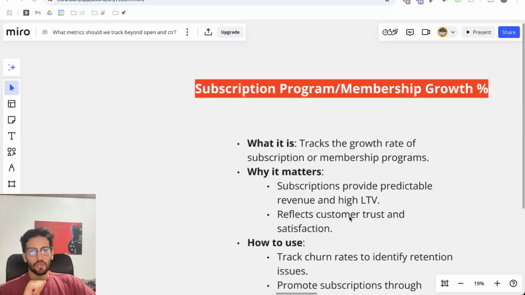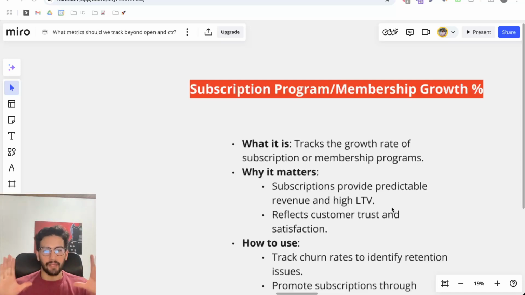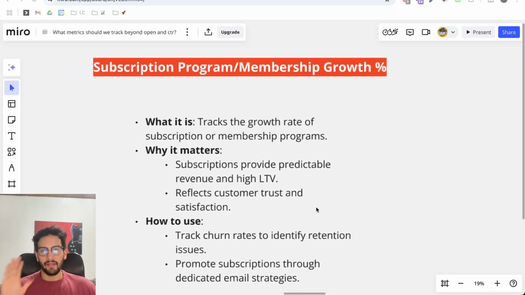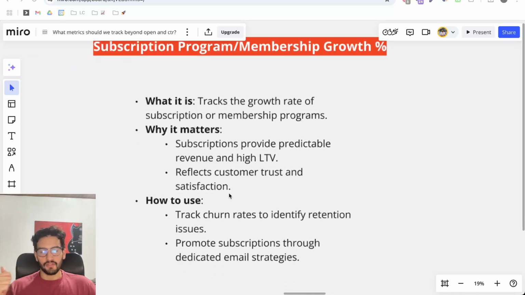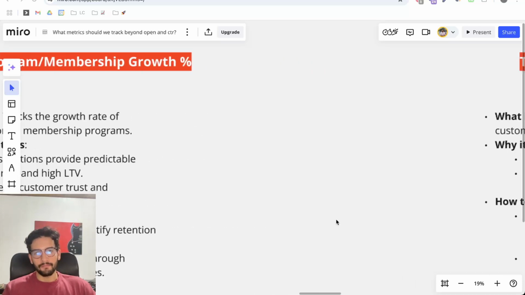Moving on, we've got the subscription program membership growth percentage, which is something that I would say maybe 5% of brands actually track. What it is: it tracks the growth rate of subscription or membership programs. Why it matters? Well, subscriptions provide predictable revenue and high LTV and reflect customer trust and satisfaction. All these essentially, this percentage right here. How to use it: you can track churn rates to identify retention issues, and you can promote subscriptions through dedicated email strategies as well. A really important metric to track.